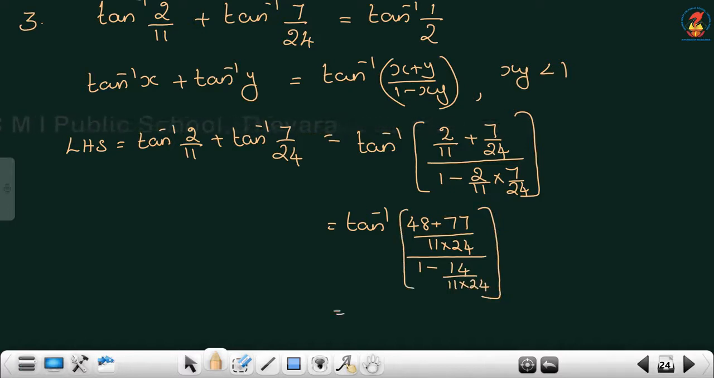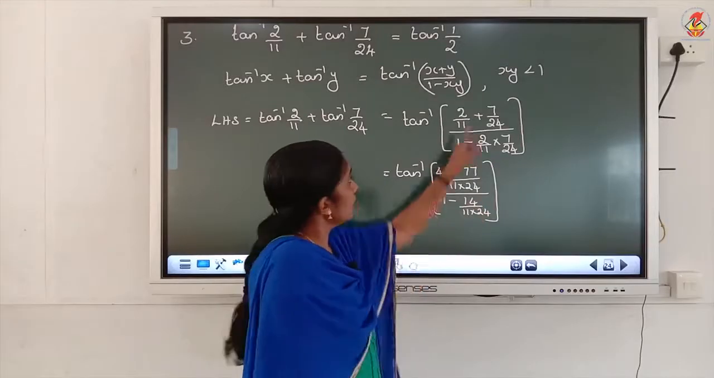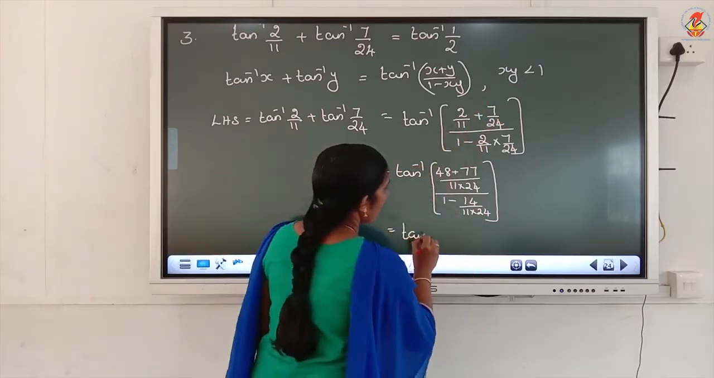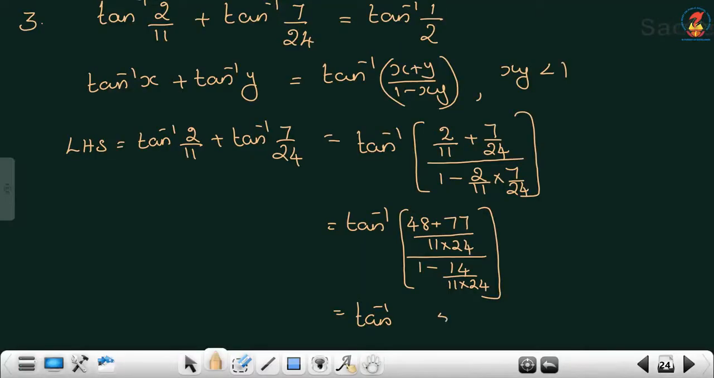Is this part less than 1? 14 by a number more than 14. Definitely this value is less than 1. So the condition is correct. Now you have to simplify again. So tan inverse of 48 plus 77, that is 125 by 11 into 24. Then taking the reciprocal.